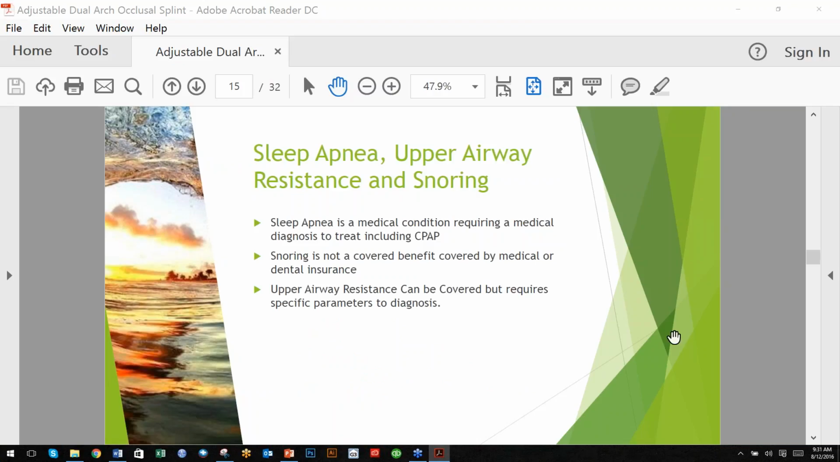Okay, so we're going to talk about sleep apnea, the upper airway resistance, and snoring. I already mentioned sleep apnea is a medical condition. Snoring is not. You can't get paid for treating sleep apnea through dental insurance. Most people know that. Snoring, no one pays for snoring except for patients, which is probably good because the one thing that patients are willing to pay for is help in snoring. It's the thing they perceive as a problem.